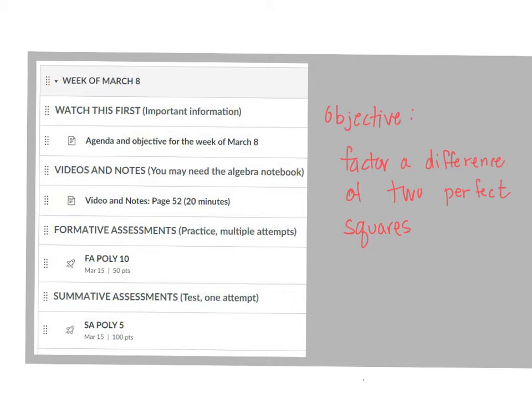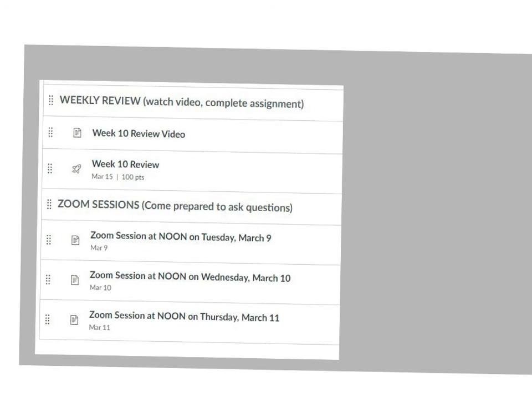We only have one formative assessment this week, and it is strictly on being able to do this objective here, as well as we do have our one summative assessment for this week. Keep in mind, assigned on a Monday, due on a Monday, that these are both due on March 15th at 9 a.m.